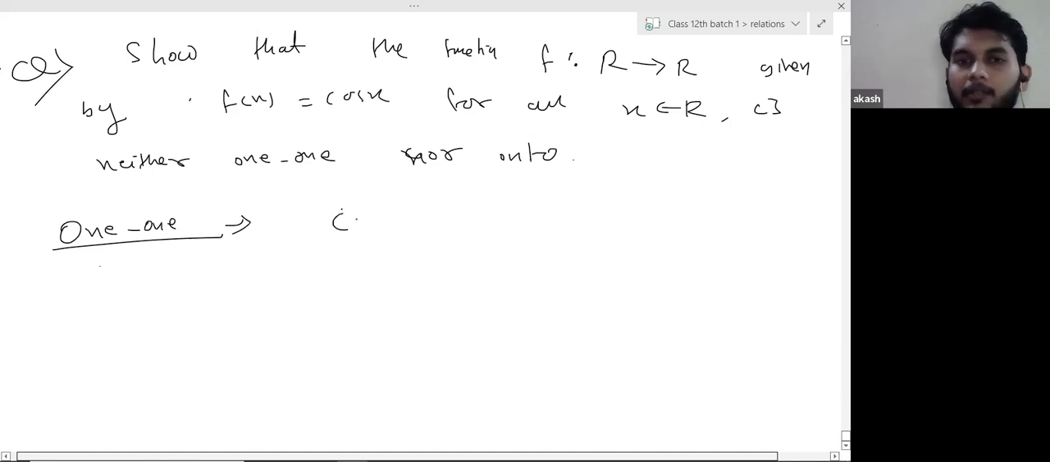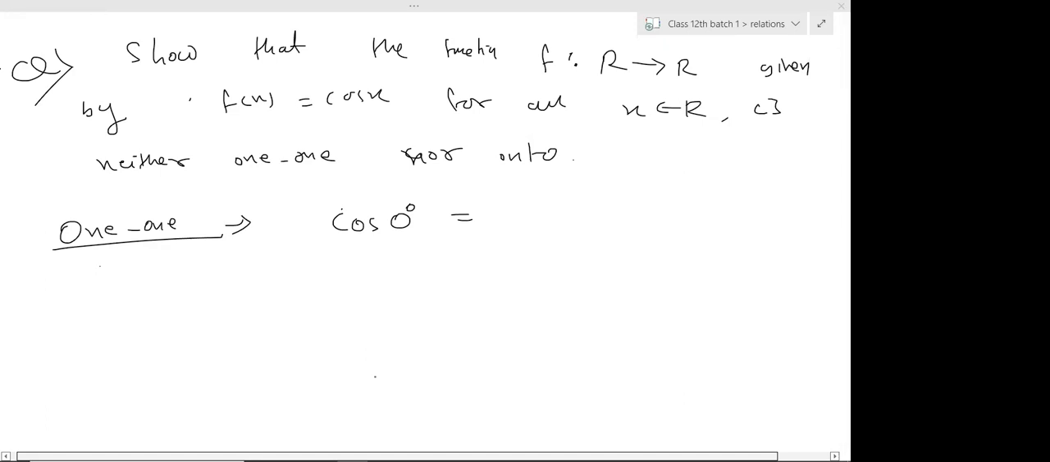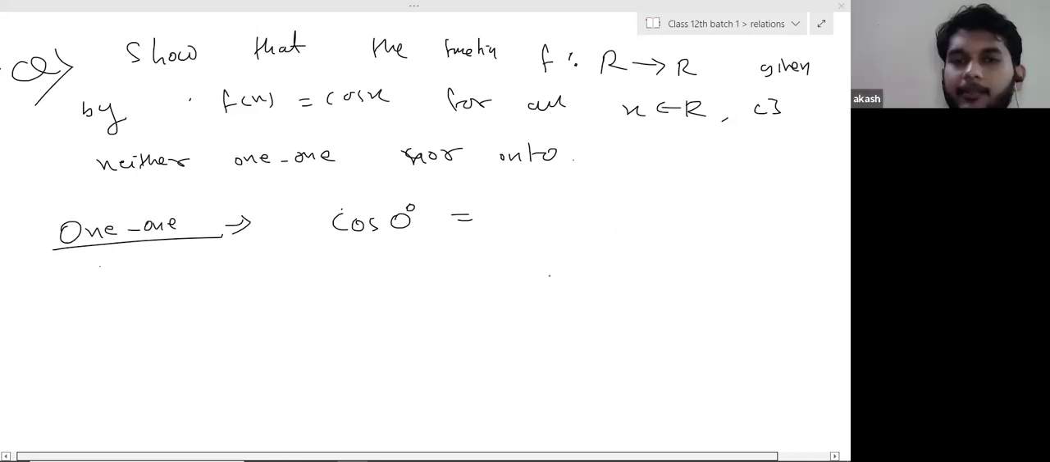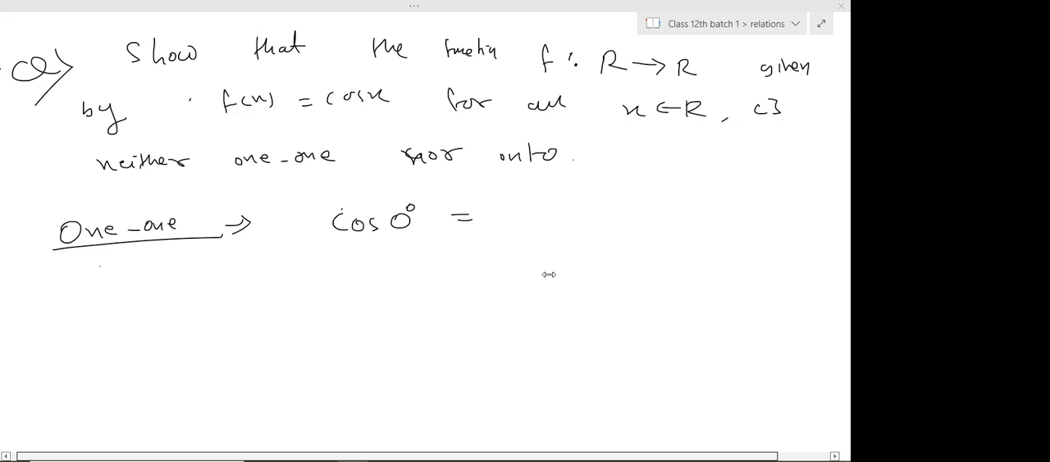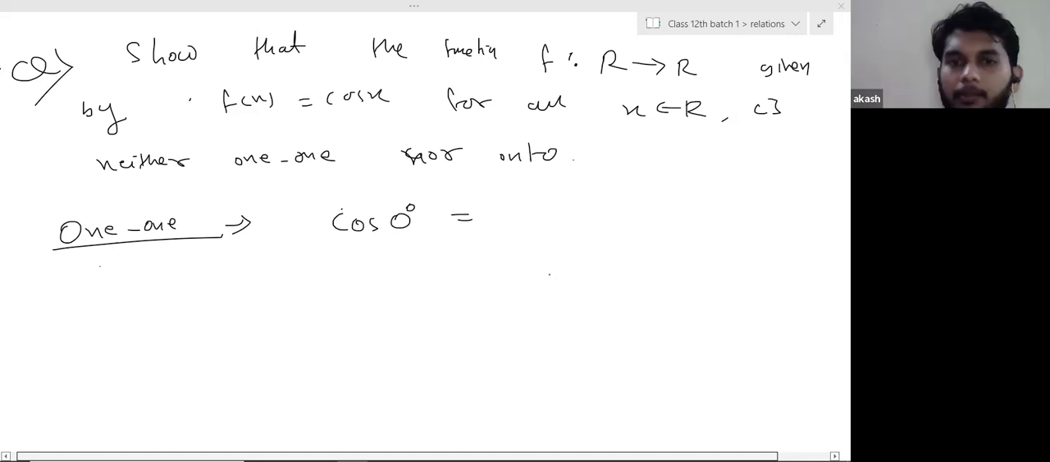Can anyone tell me what is the value of cos 0 degree? Does anyone remember this? Cos 0 is 1. Is it right? Yes, sir. All right, so cos 0 is 1.